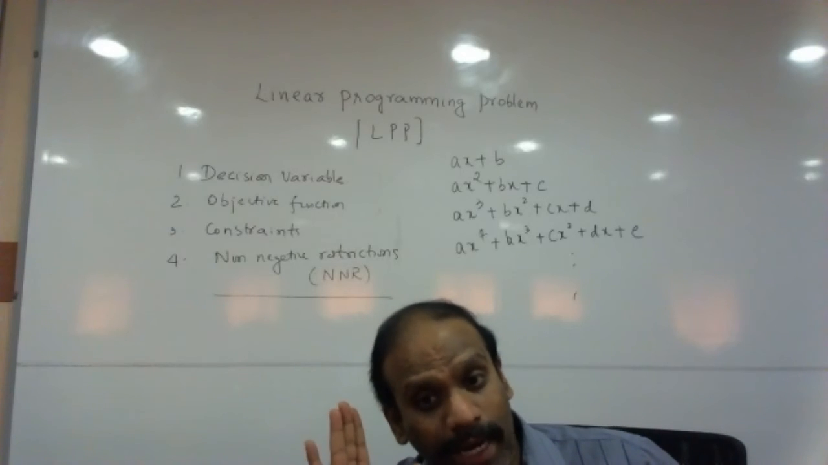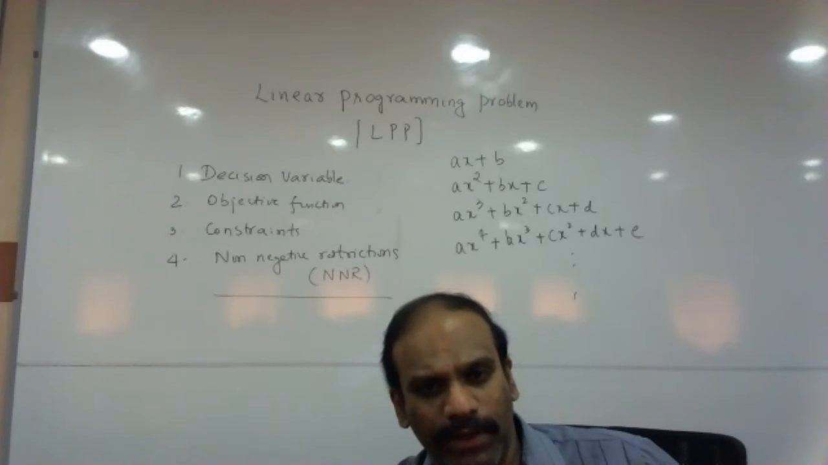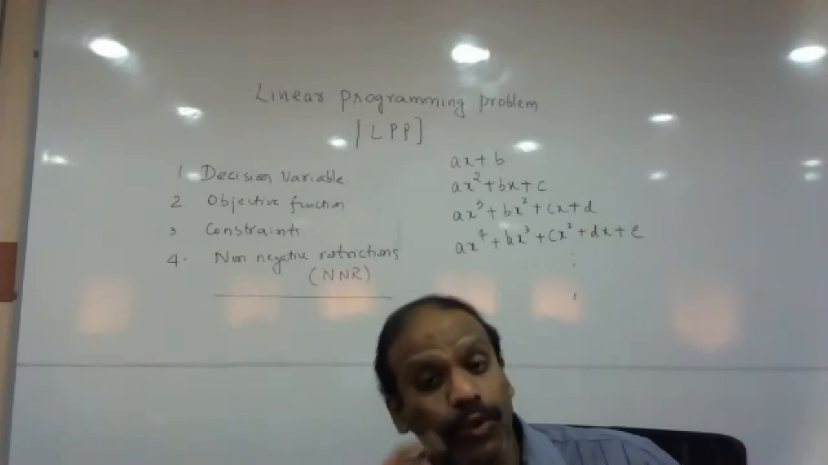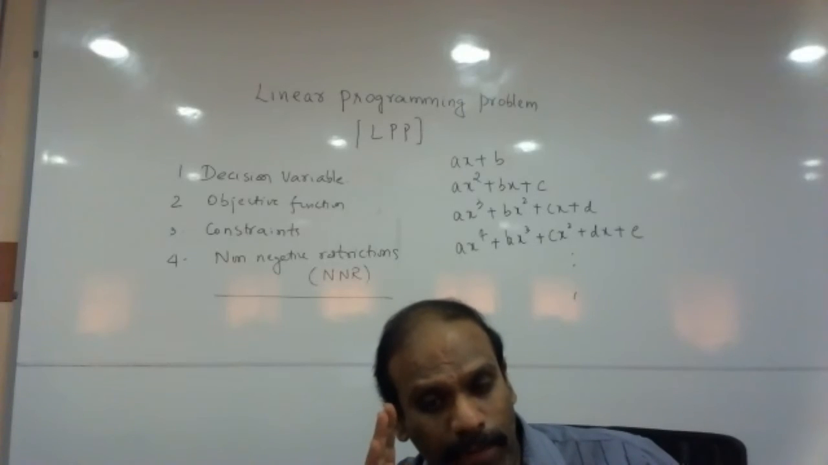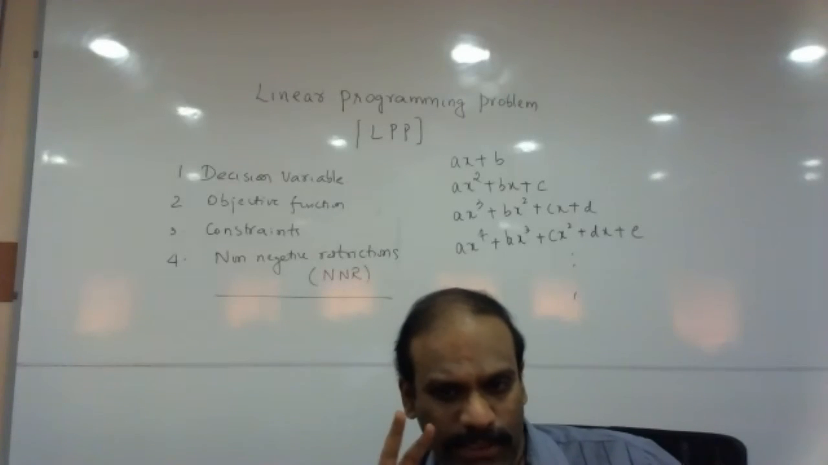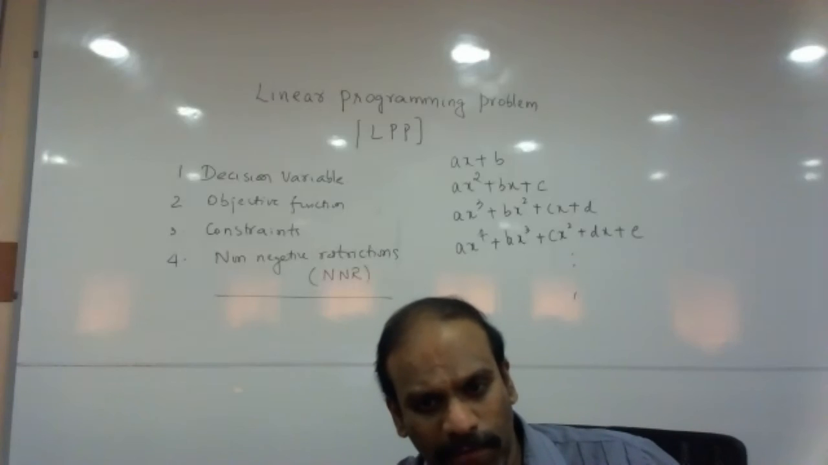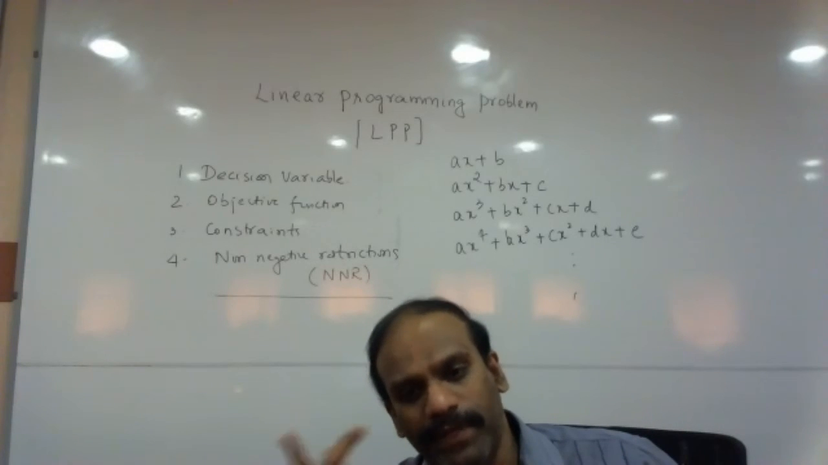And the last variety of questions in this chapter is problems on duality. What is duality? Every linear programming problem has two phases. The first phase is called the primal phase. The second phase is called the dual phase.